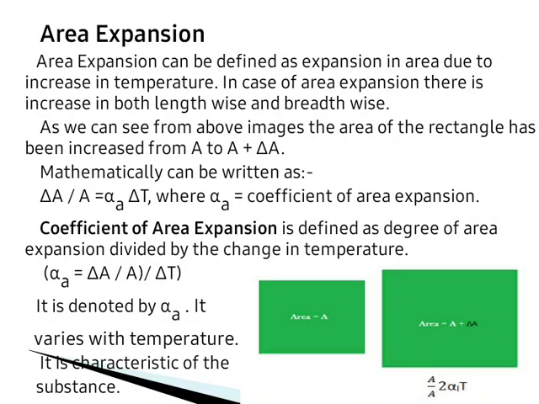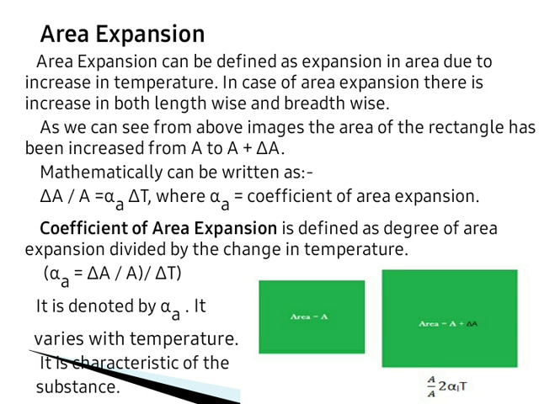Second one is area expansion. It is defined as expansion in area due to increase in temperature. In case of area expansion, there is increase in both lengthwise and breadthwise. As it is seen from the given figure, the area of the rectangular shaped body is increased from A to A plus delta A. Then what is increase in area per unit area? It is delta A by A.